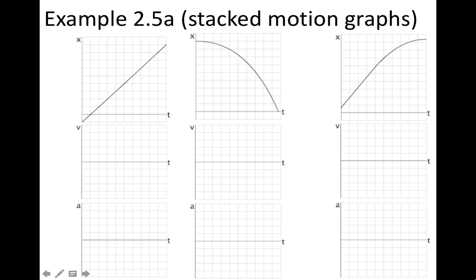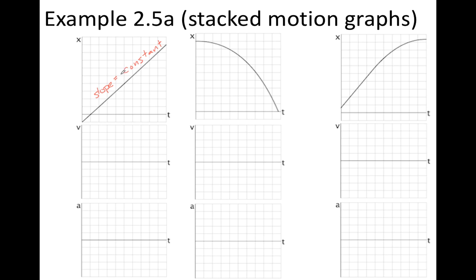In this example, we're given some position versus time graphs, and then we need to sketch out what we think the velocity and acceleration graphs are going to look like. So the thing to remember is that we can find the velocity by looking at the slope of the position graph. For this first position versus time graph, the thing to notice is that it is a straight line, and straight lines have a slope that is constant. Straight lines have constant slope, curving lines have changing slope.